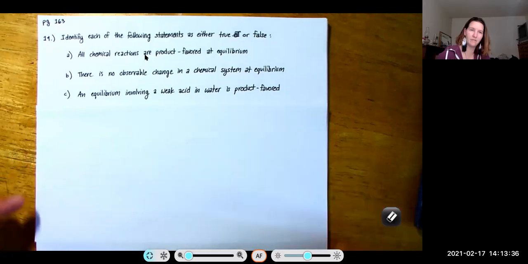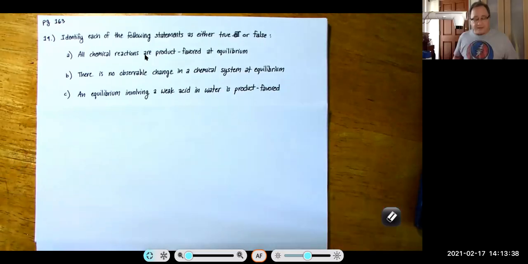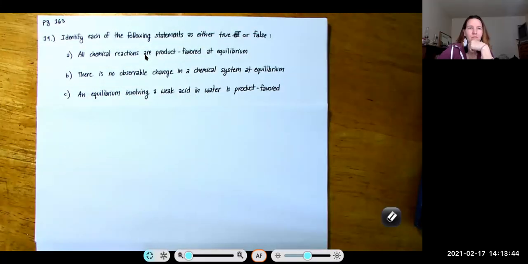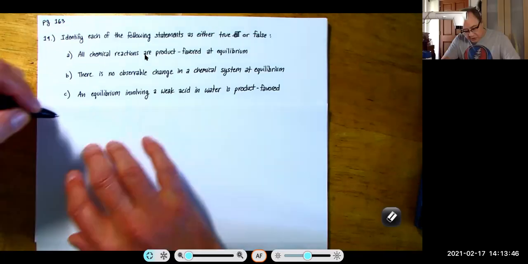Okay, for this next one, we have to talk about this idea of equilibrium, okay? So some reactions are reversible.